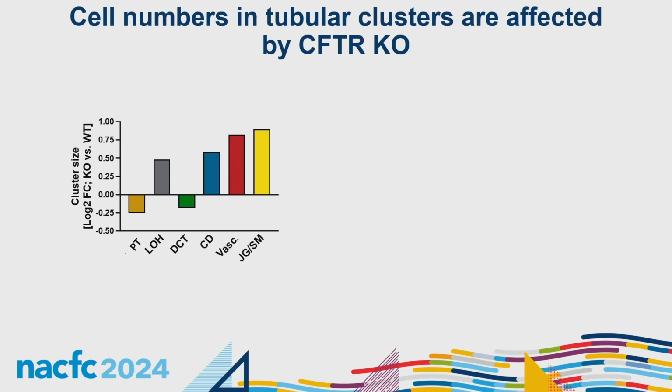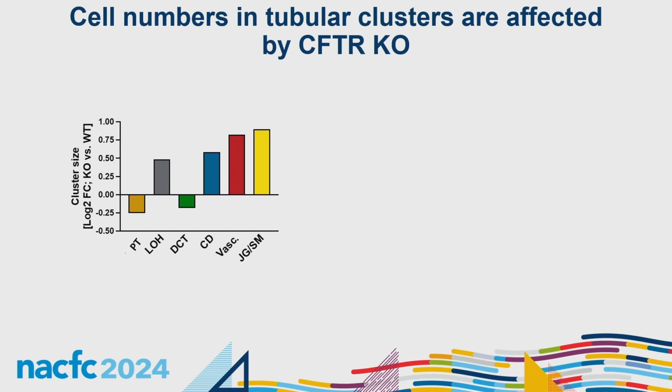So one of our first questions was if the CFTR knockout is affecting the size of the clusters. And by size of clusters, I mean the number of cells that were identified in these clusters. So you can see here that the number of cells in the proximal tubular as well as the distal convoluted cell clusters were decreased. And for the interest of time, I'm just going to focus on the proximal tubule.